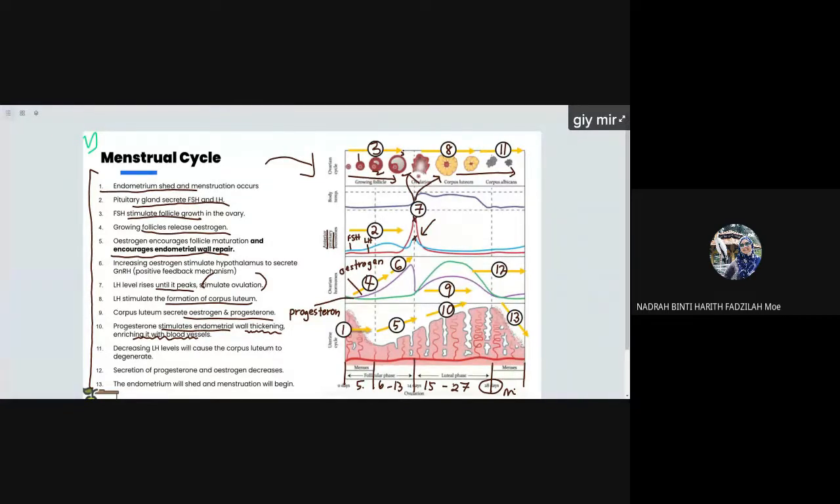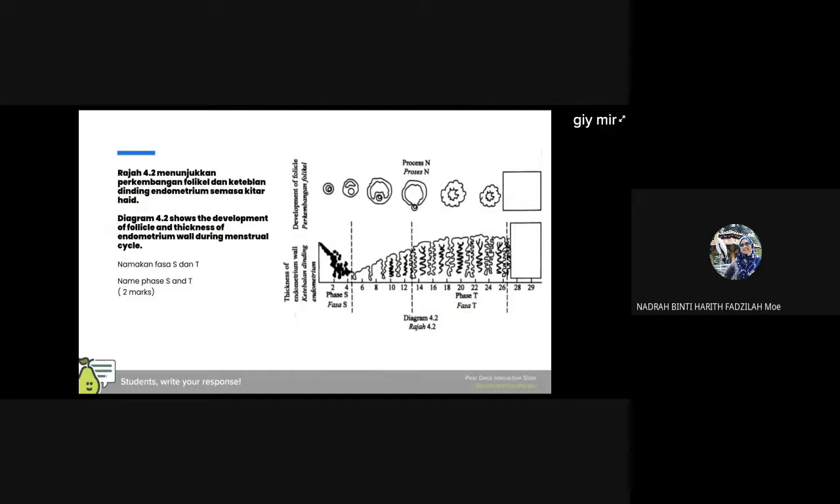For example, okay, ini adalah sample first structured question. So diagram 4.2 shows the development of follicle and thickness of endometrium. Can you name phase S and phase T? Okay, phase S dengan phase T tu merujuk kepada endometrium wall, uterine wall atau endometrium wall.